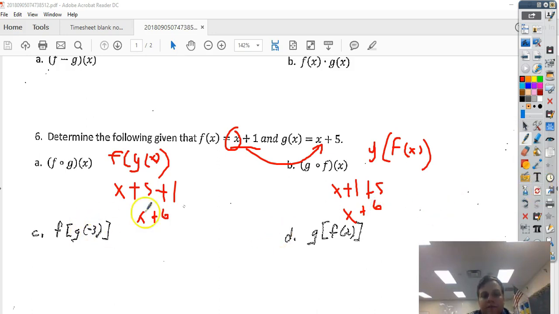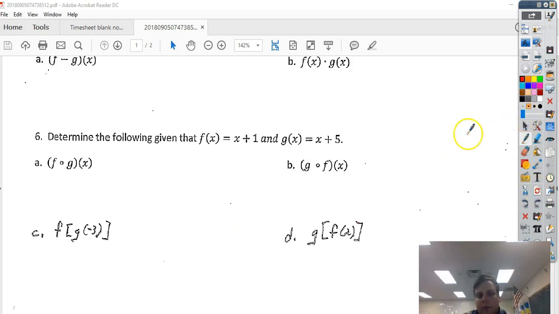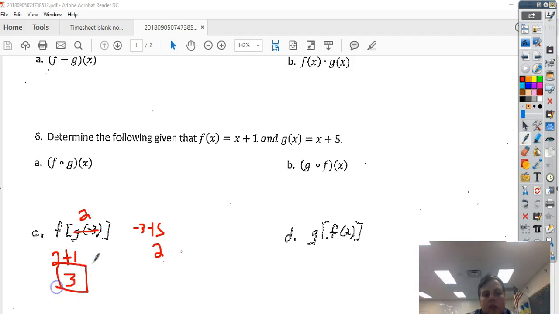Okay. Now, let's do problem C here. Problem C says f of g of negative 3. So I'm going to go find what g of negative 3 is first. So here's g. I'm going to put in a negative 3 for x. So I'm going to get negative 3 plus 5, and that gives me 2. So now instead of finding f of g of negative 3, I just want to find f of 2. Well, here's f, x plus 1, so I just want to do 2 plus 1. And that gives me 3. So my answer is 3.